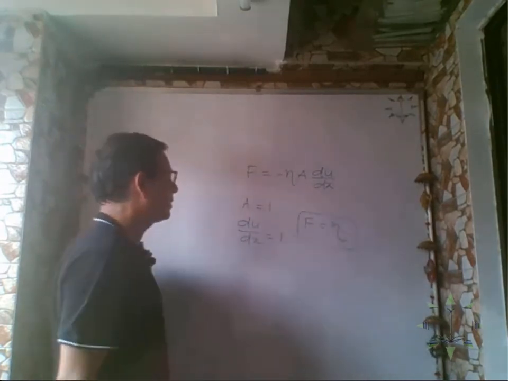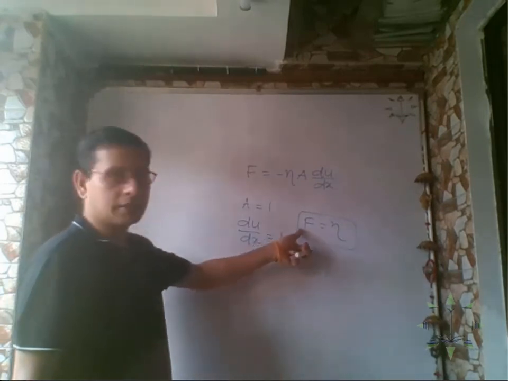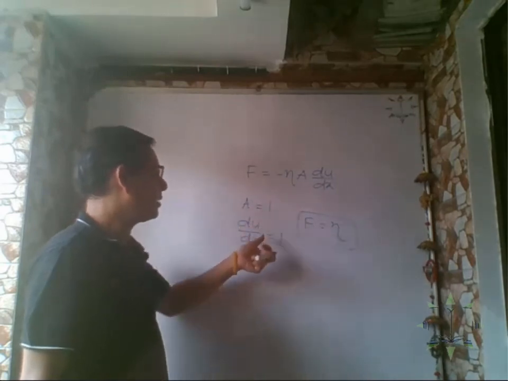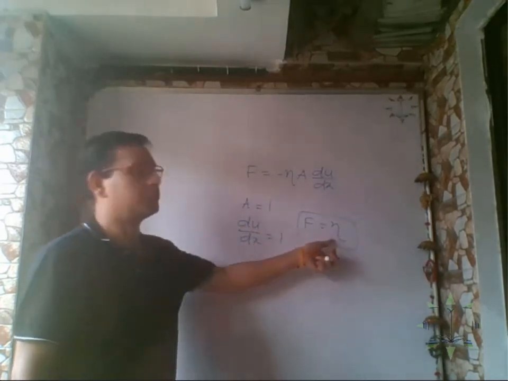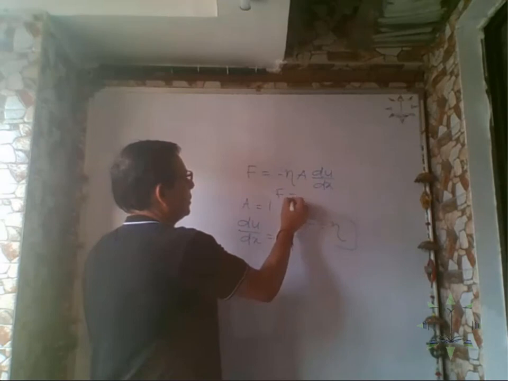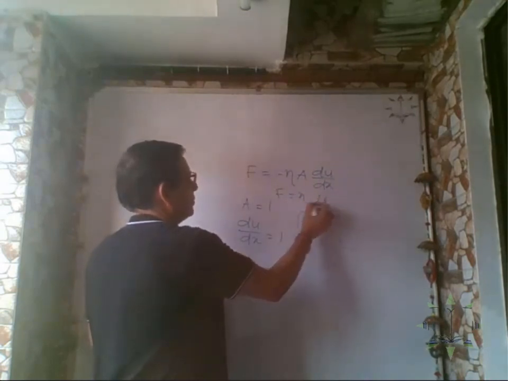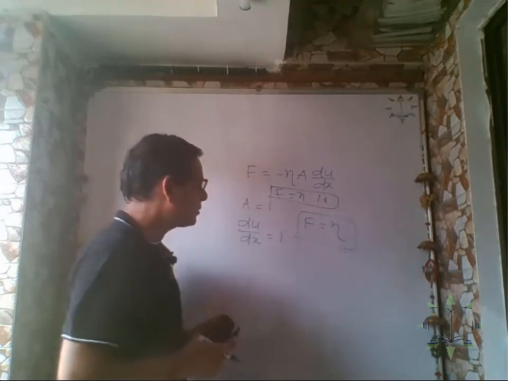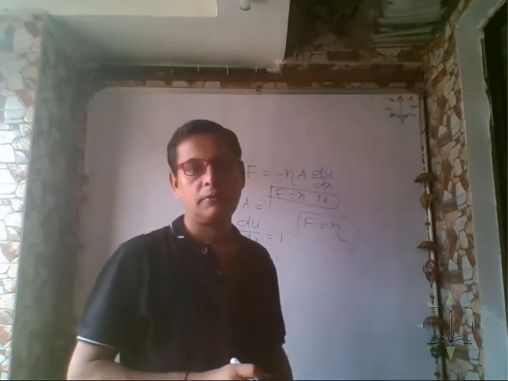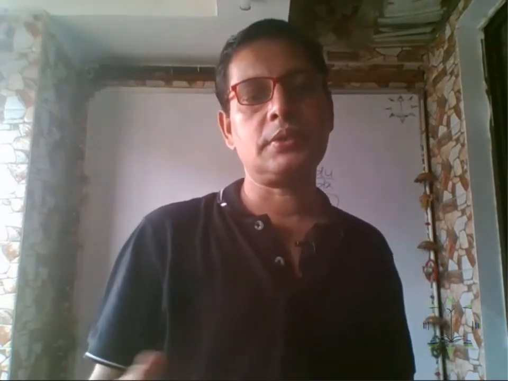You neglect the negative sign. So the viscous force acting on a unit surface area having unit velocity gradient is called the coefficient of viscosity. Means if A is 1, du by dx is 1, then F is equal to eta into 1 into 1, so F is equal to eta. So that viscous force which is acting on a liquid producing unit velocity gradient on unit surface area is called the coefficient of viscosity. This is the mathematical definition of viscosity. We have already derived this CGS unit, and CGS unit is gram per centimeter per second.